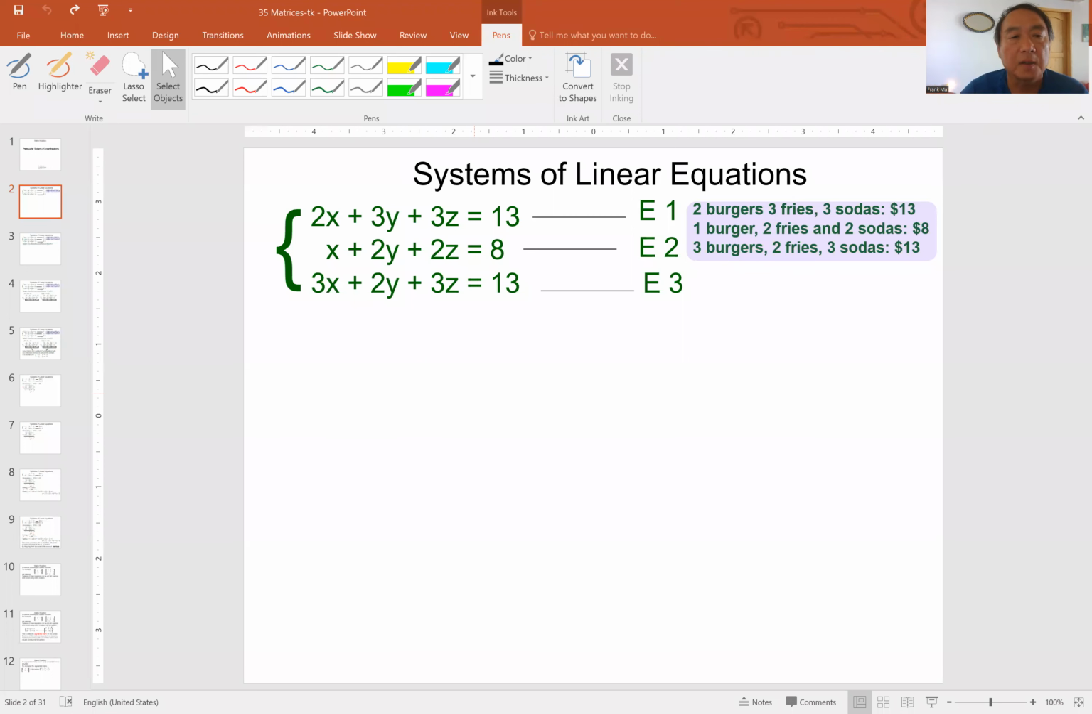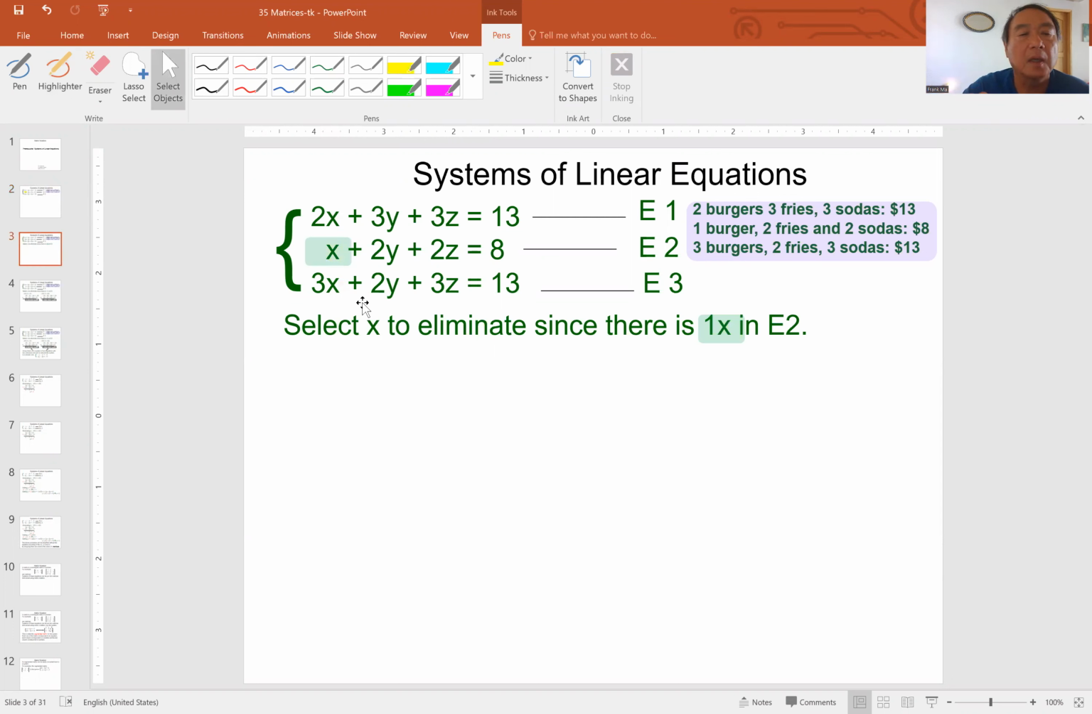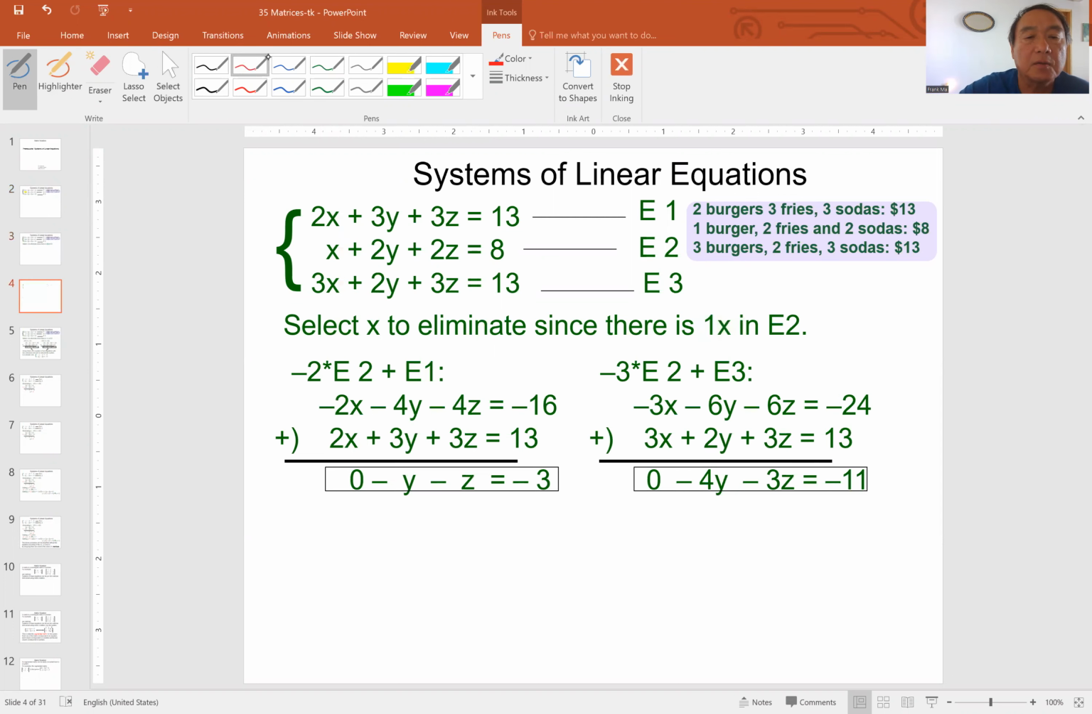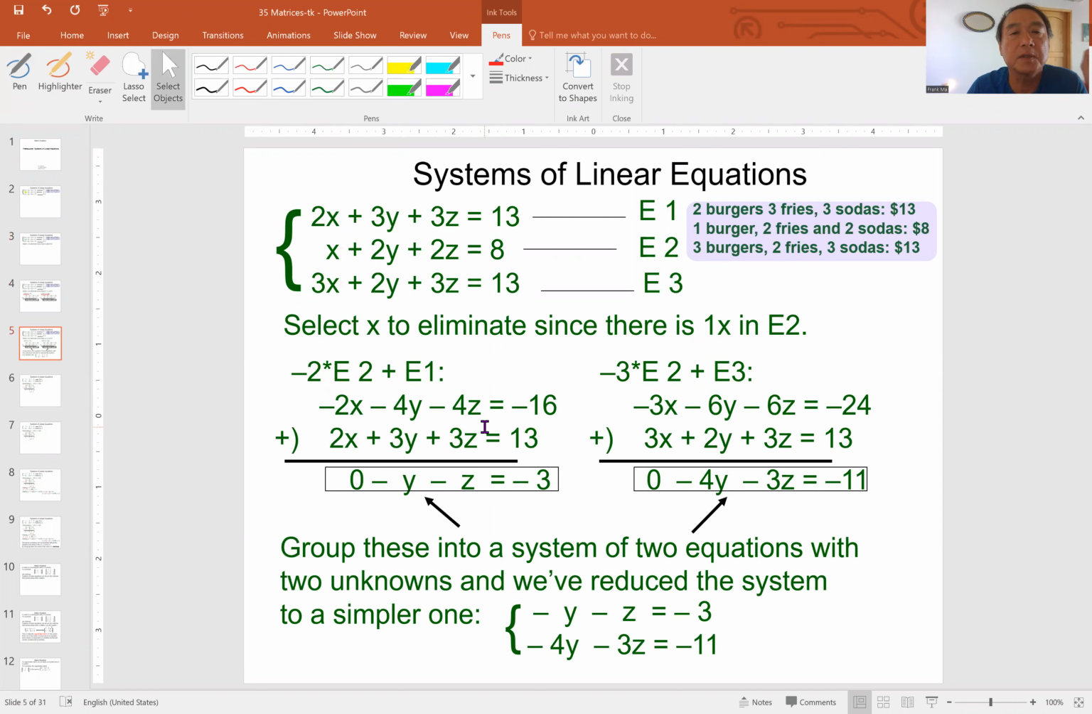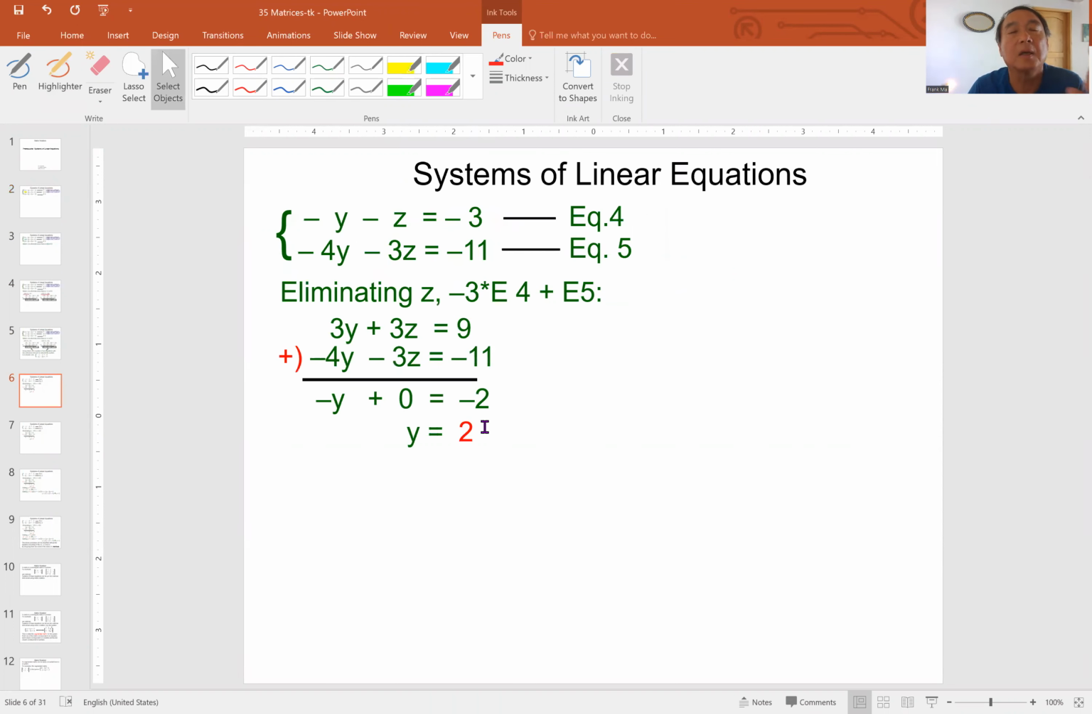Previously, we solved a system of equations with 3 letters and 3 unknowns, and we noticed we can use x to remove the 2x and 3x. So multiply the second equation by appropriate numbers to remove the x, and then we add the equations, and we got 2 equations without x. We group these 2 equations together, then we can eliminate a z by multiplying equation 4 and adding 5 minus 3.